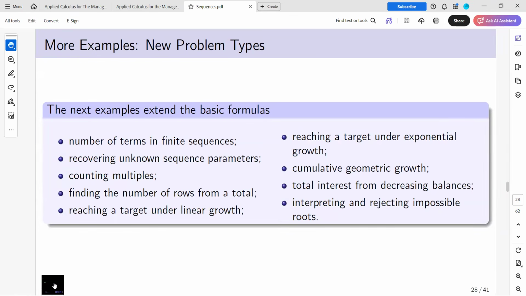The remaining examples use the same formulas in reverse or in applications. The main challenge is identifying the unknown and choosing the correct relationship. The formulas have not changed, they are simply wearing different costumes.